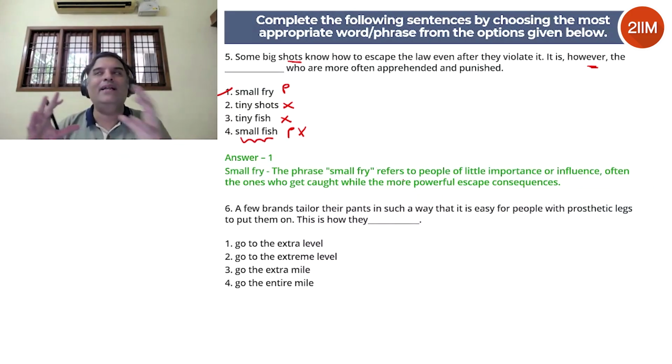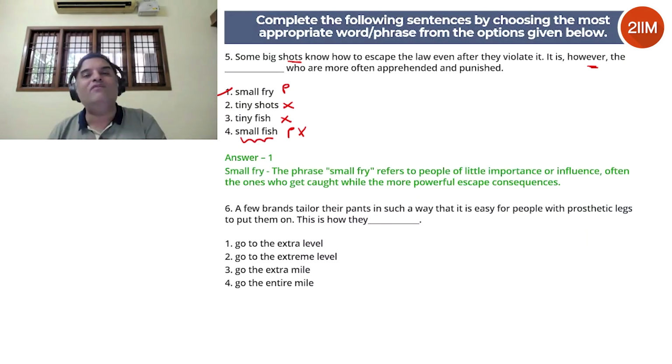Now think about it. Again, it's difficult to make a guess about the blank, but ask yourself, will it be a positive word or a negative word or a neutral word? Most likely, this will be a positive word. Because if brands are doing that with people with prosthetic legs, they are being very inclusive. So most likely that blank will be a very positive word. Keep that in mind. So this is how they dash.